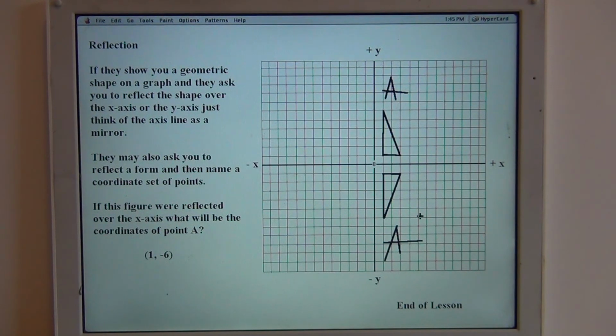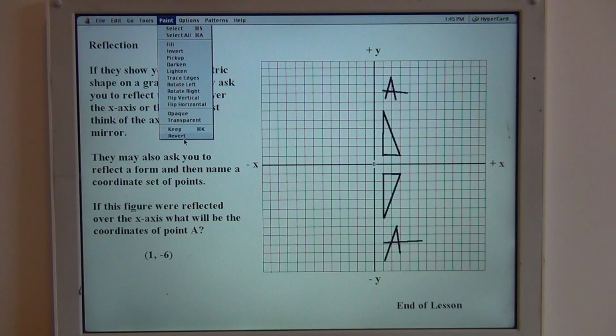Well, that's it for coordinate geometry and the types of questions that you will get dealing with ordered pairs on the high school exit exam. We will be doing another lesson on coordinate geometry where we're going to talk about lines and slopes, but that's a whole different thing. So, thank you very much for your attention, and see you next time.